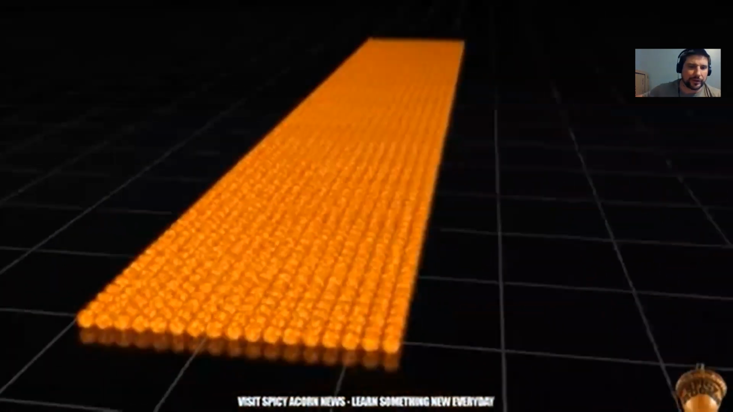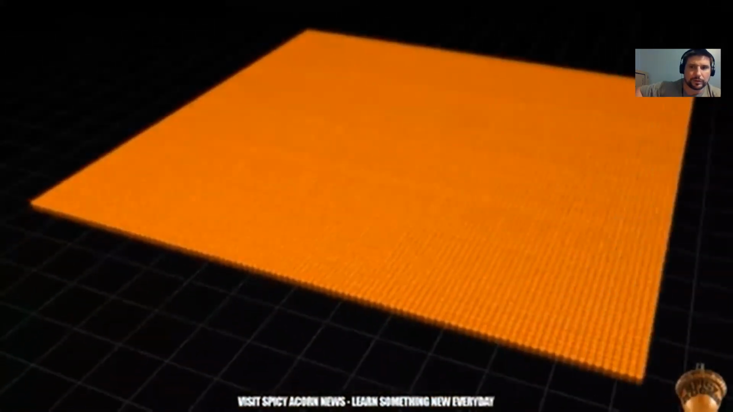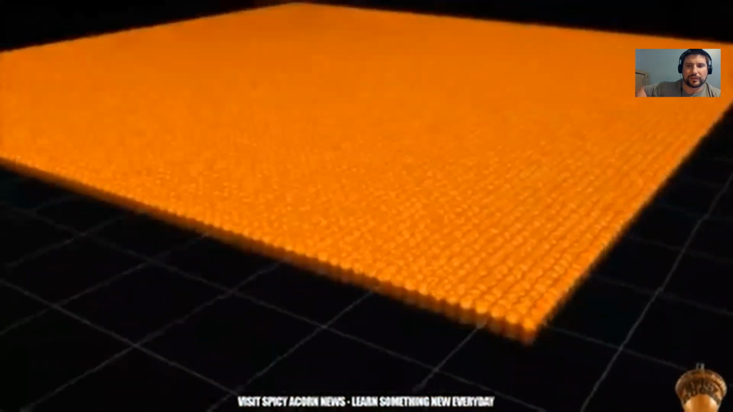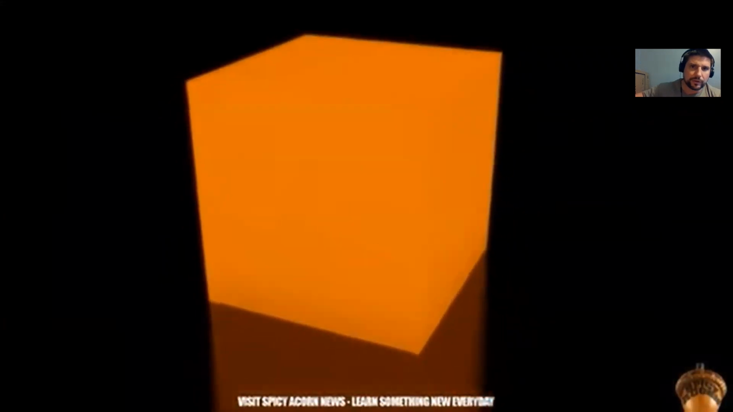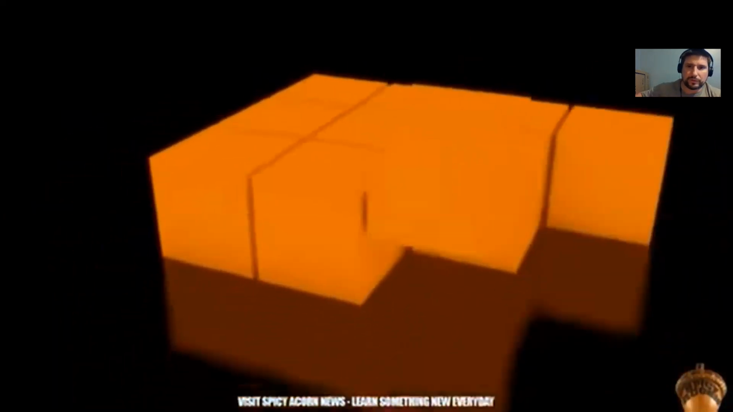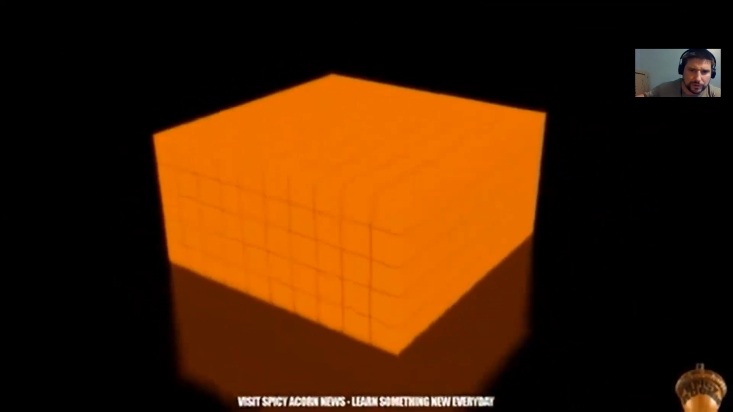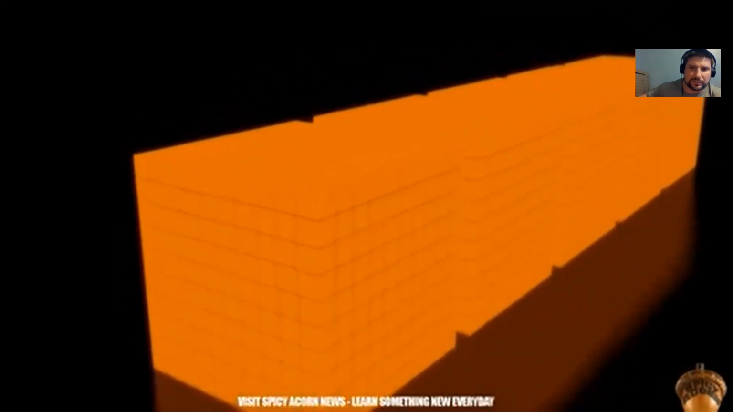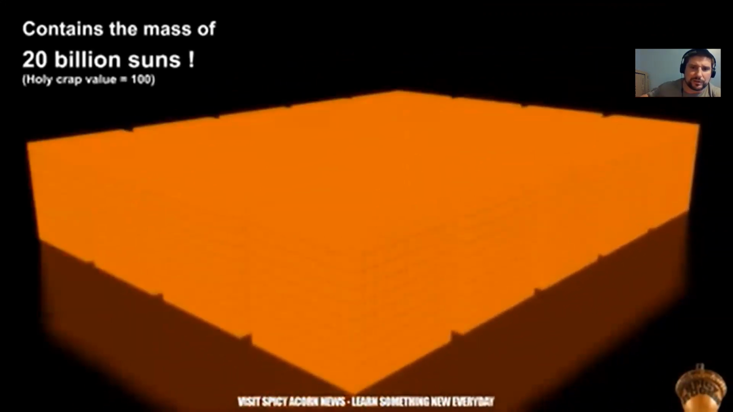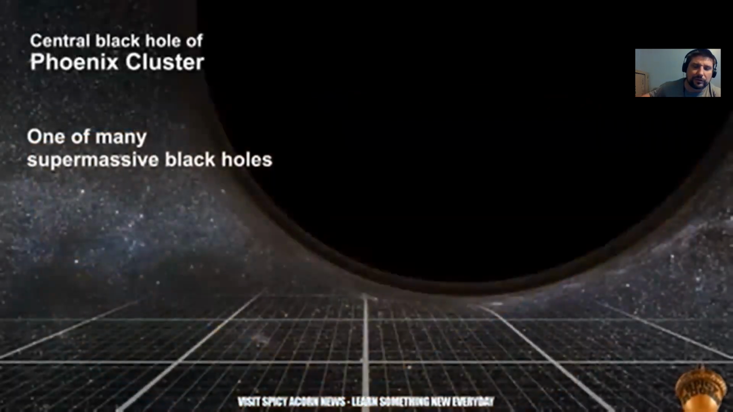So that's a 1,000 solar mass array, which is then stacked 100 tall. So I think it's actually a 100 by 100 by 100 cube. And then that stack ends up being like a billion. And then 20 billion. Yeah. Each of those cubes was a billion.